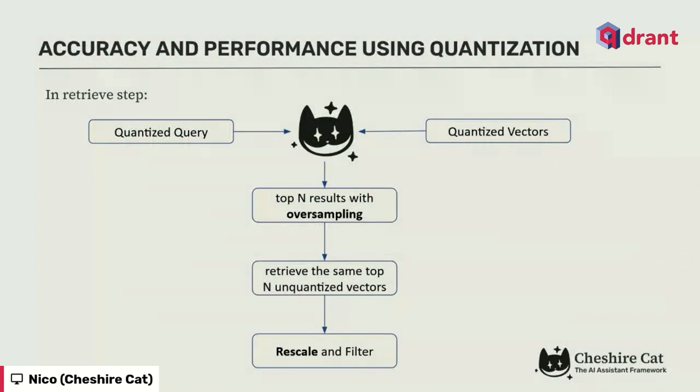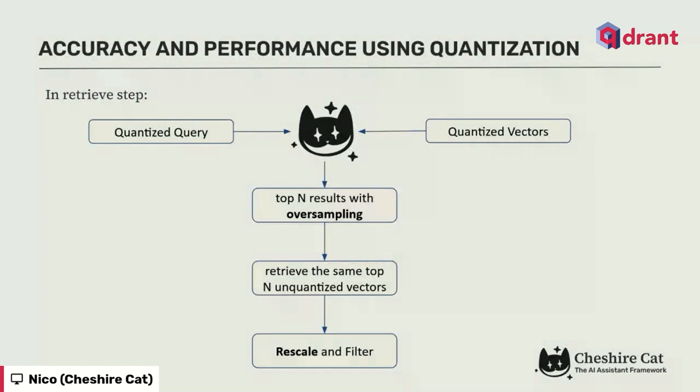But if we want the top n results in quantized mode, the quantized mode has less quality in the information, so we use oversampling. Oversampling is a simple multiplication. If we want the top n with n 10, with an oversampling score like 1.5, we get 15 quantized results. When we have these 15 quantized results, we also retrieve the same 15 unquantized vectors, and on these unquantized vectors we rescore based on the query and filter the best 10.